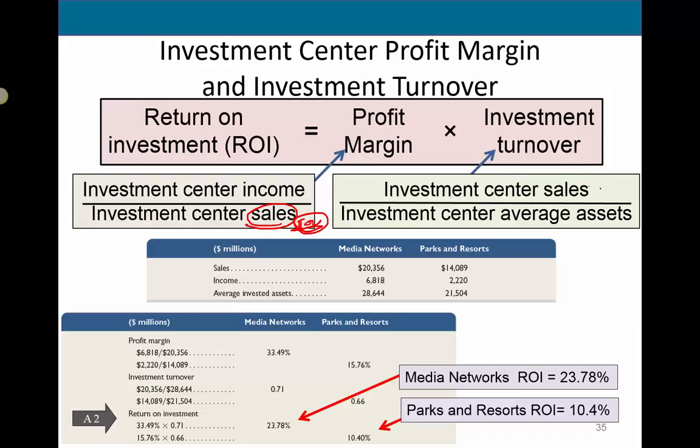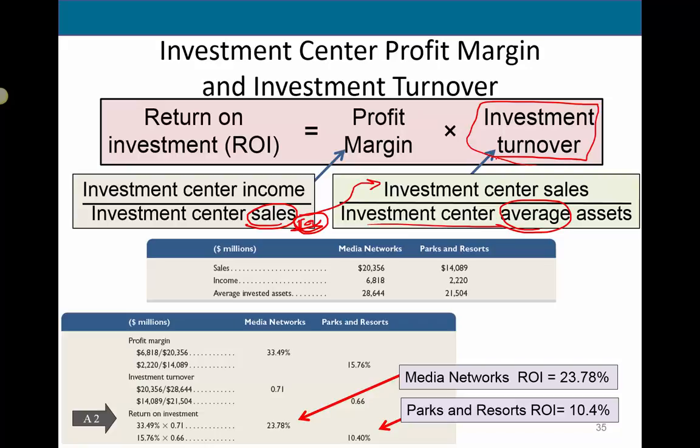That really tells us how we're doing with overall sales minus expenses, and how our expenses will affect our profit margin. Investment turnover is our investment center sales. We're taking this one from the denominator and putting it in the numerator this time, and we're dividing it by the investment center average assets. Again, the average is like we said before. That's our investment turnover. Are we generating enough sales? Are we generating enough revenue from the assets we're watching? So who's generating the most?